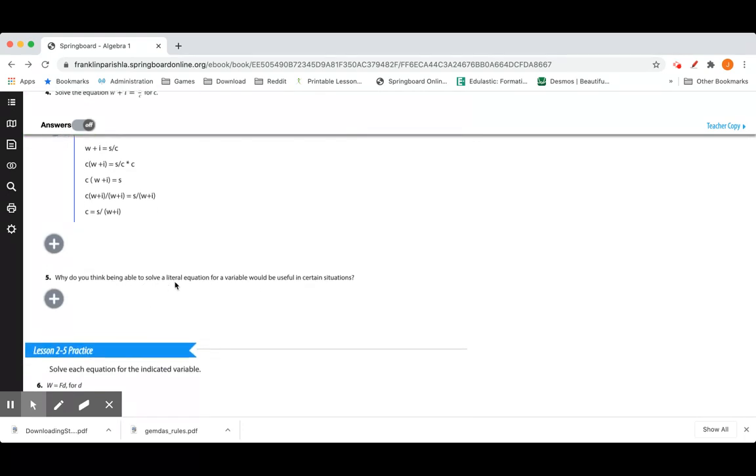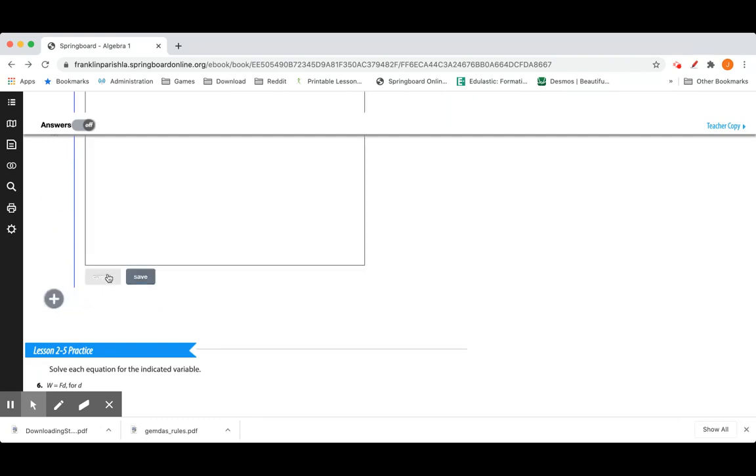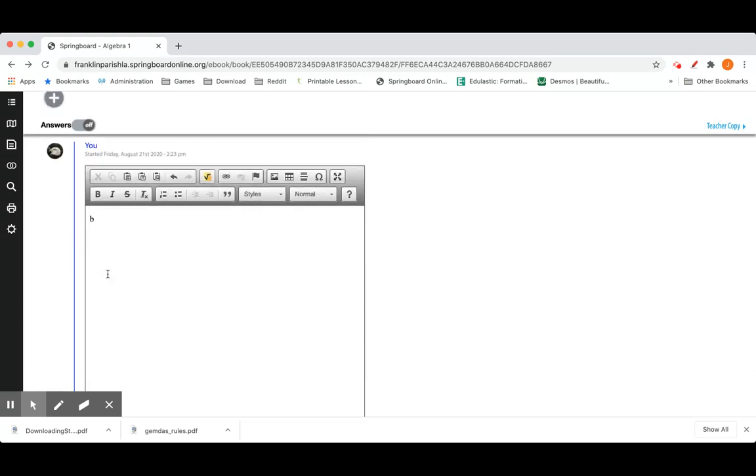Why do you think being able to solve a literal equation for a variable would be useful in certain situations? Well, we've talked about it just a little bit, but science formulas contain many variables sometimes, and need to be solved for specific unknowns.